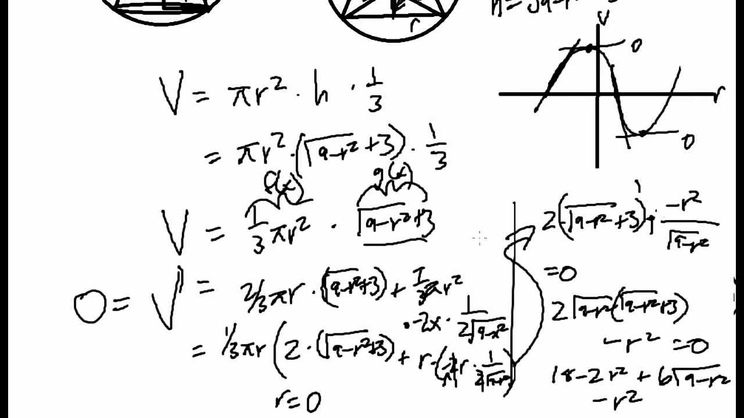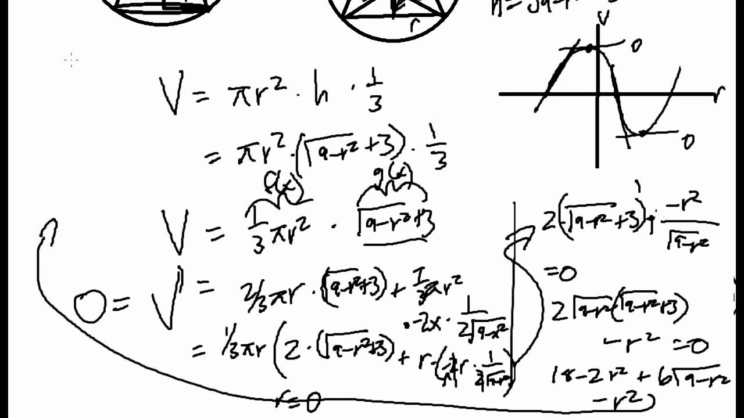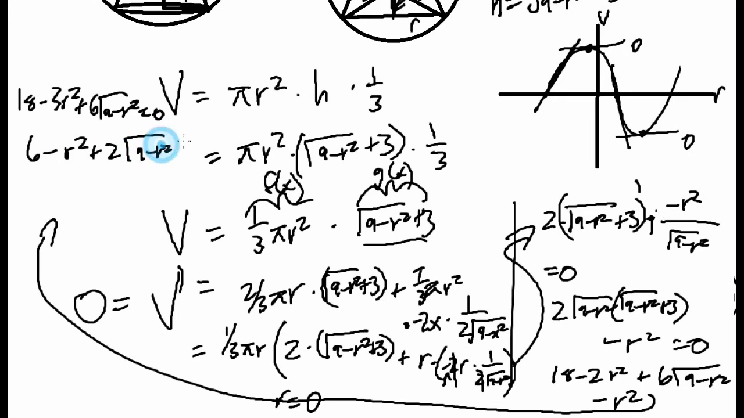Actually, let's see if I can get more room. And where you go from here would be 18 minus 3r squared plus 6 square root 9 minus r squared equals 0. What do we do from here? Well, we can divide everything by 3 to get 6 minus r squared plus 2 square root 9 minus r squared equals 0. And then we can move r squared minus 6 to the right side. So that would be 2 square root 9 minus r squared equals r squared minus 6.